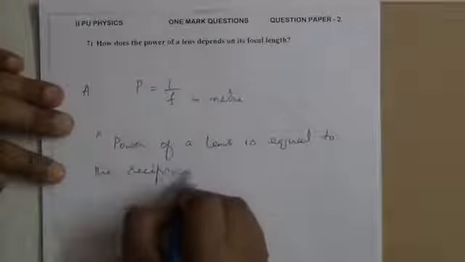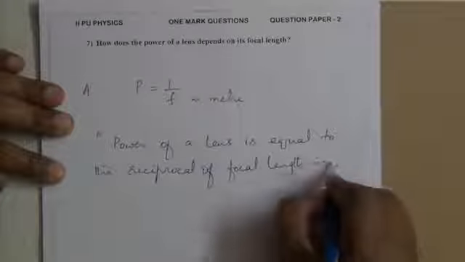How does power of a lens depend on its focal length? Answer: power equals the reciprocal of focal length, and this focal length should be in meter. So let us write this statement. Power of a lens is equal to the reciprocal of focal length in meter. Now concentrate on focal length in meter.